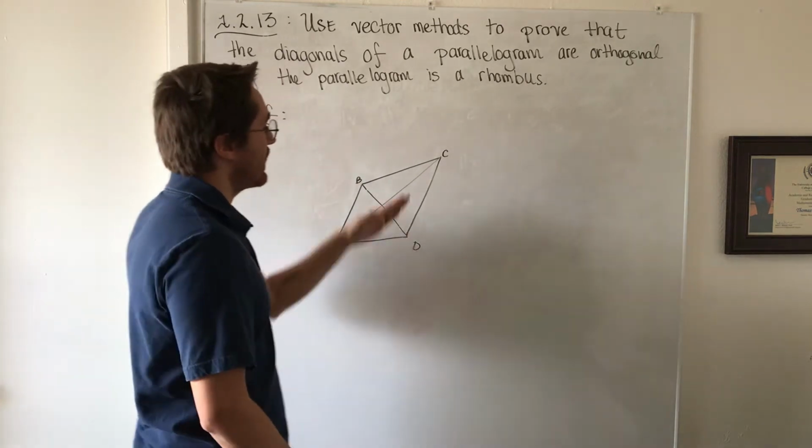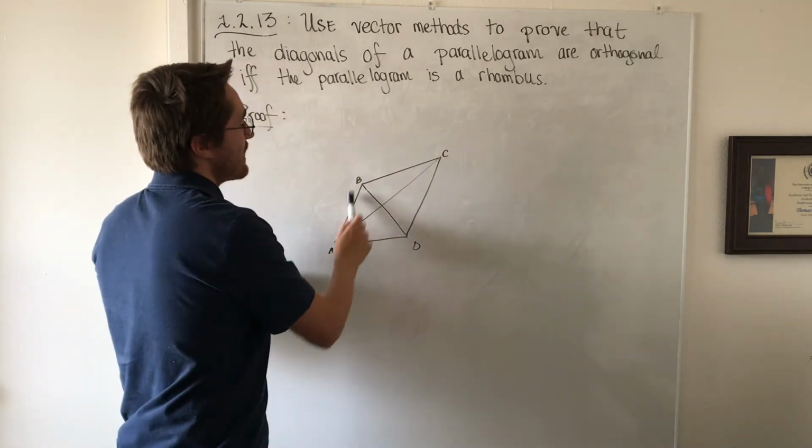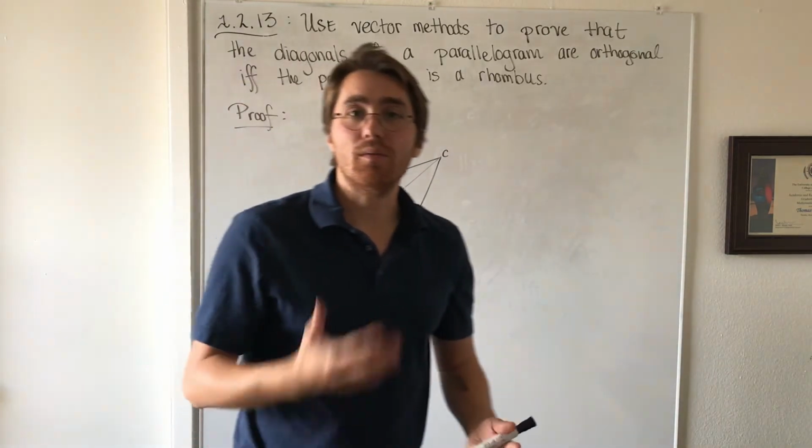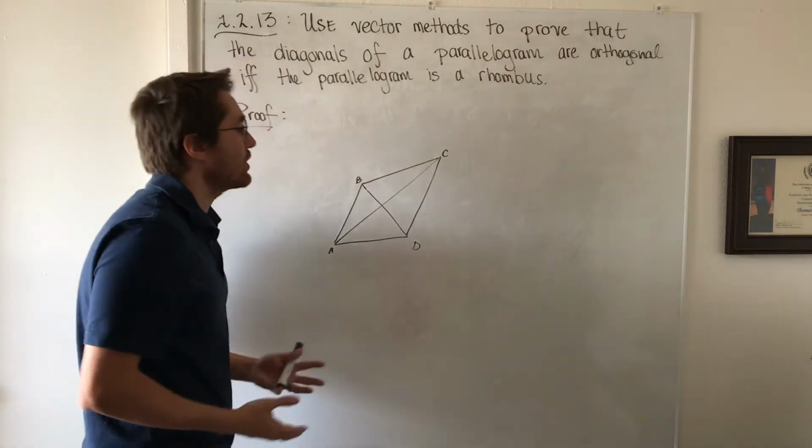That means the same thing. Whenever these are perpendicular, these will have the same length, and whenever these have the same length, these will be perpendicular. That's what we want to show. We want to show that. How are we going to do that?